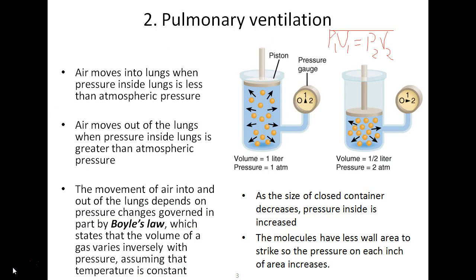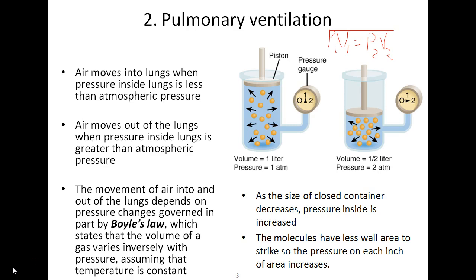And so the idea is if we change volume, we can change pressure. And if we can change pressure, we can get a sort of air pressure gradient. This air pressure gradient is going to occur when the force per unit area is greater in one place than another. And that is how air generally moves in and out of the lungs.